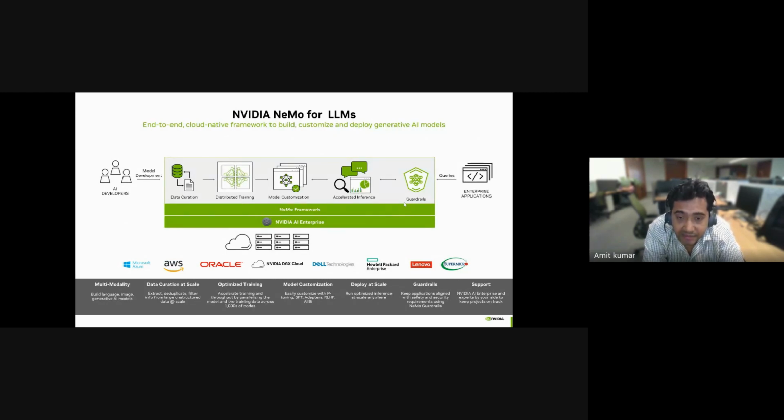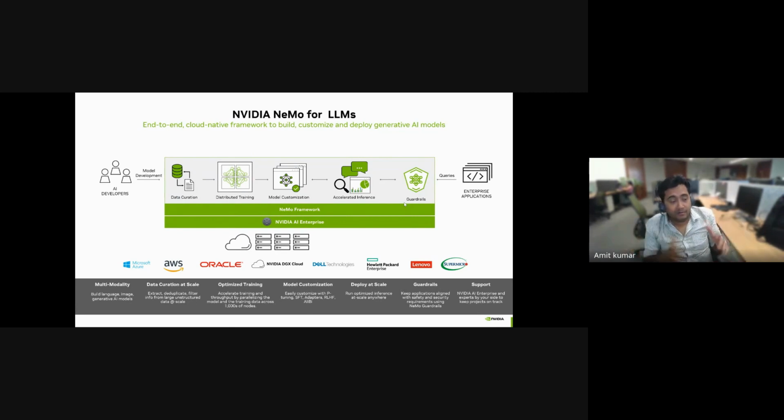Then you can customize your model, right? P-tuning, parameter efficient tuning, low rank adaptation (LoRA), and IA3, all those kinds of model customization things are available. And then also inferencing: once I have trained the model and have to deploy it, because these models are pretty big in size, how can I deploy it so that I can get the response as quickly as possible?